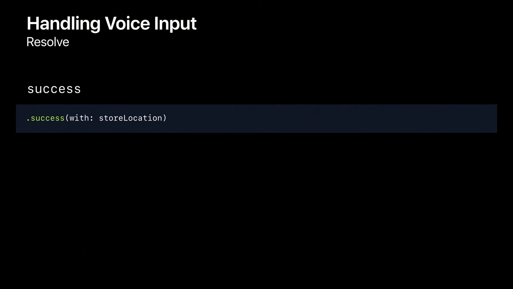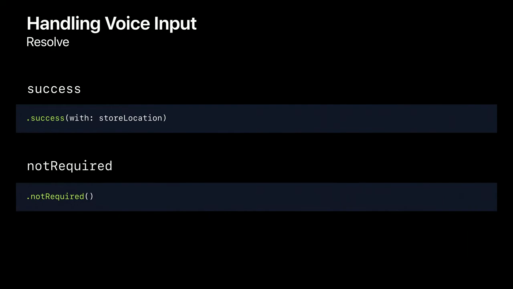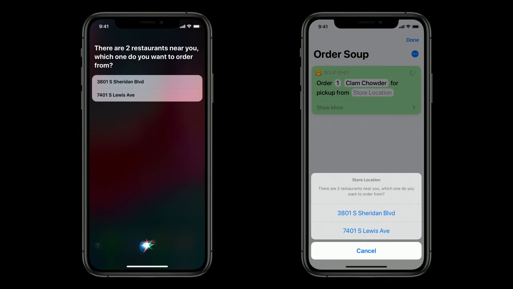Returning success means that we have a valid parameter value, and Siri should move on to the next parameter. Returning not required means that your app doesn't need a value for this parameter at this time, so Siri should skip it and move on to the next one. The resolve methods will be invoked at the shortcut execution time in both Siri and the Shortcuts app. So you need to make sure that your implementation behaves correctly in both environments.